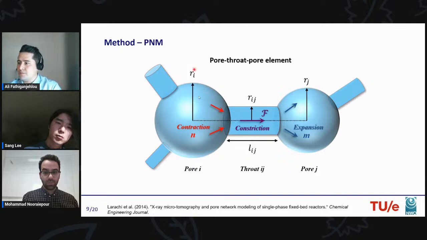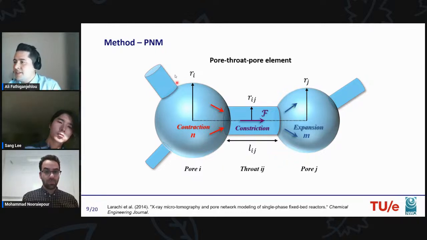The overall pressure drop from pore I to pore J can be attributed to these three losses. Here, N is the contraction curvature factor, M is the expansion curvature factor, and F is the throat radius correction factor. In PNM, we simplified the throats to have cylindrical shapes, but in reality, they have more complex shapes. So in order to take this oversimplification into account, we multiplied the throat radius by a factor called F, the throat radius correction factor. In our pore network model, we use M, N, and F as calibrating parameters of our PNM.